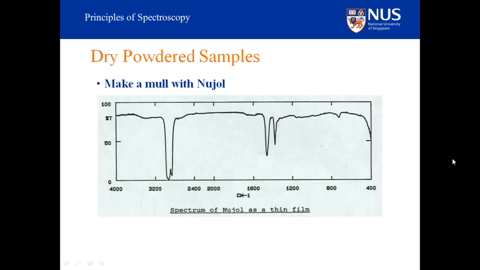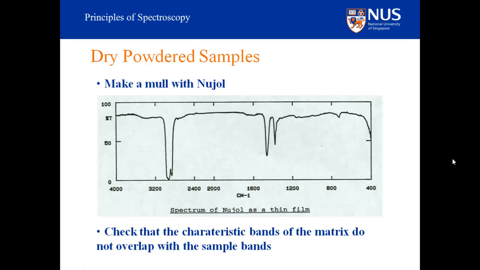Alternatively, rather than grinding your sample together with the potassium bromide, you can use Nujol, which is a liquid paraffin with few infrared spectral features, to make a mull. The spectral features of Nujol can be seen in this spectrum. It is important, therefore, that the spectral features of your sample do not overlap significantly with the Nujol.